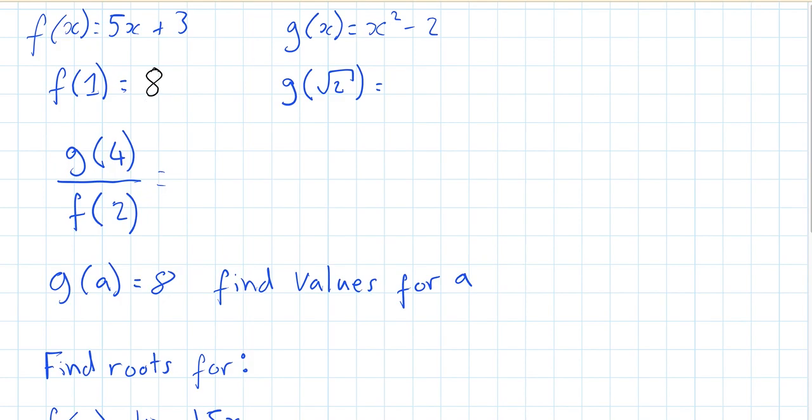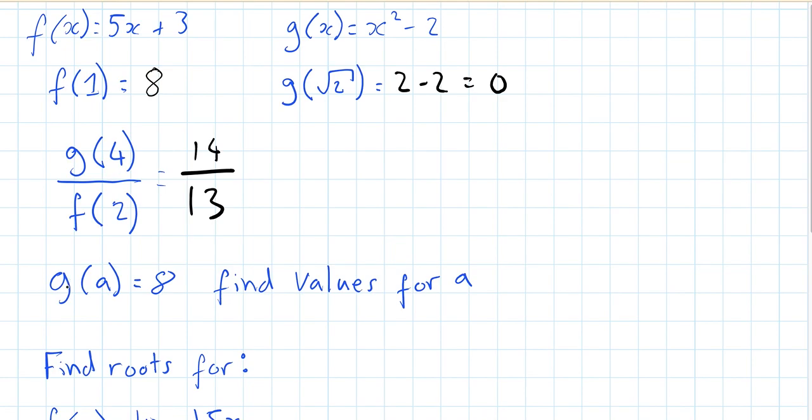Nice and easy. Next up, same thing here. Square root 2 squared is 2, take away 2, which equals 0. Next up here, g to the power 4, so wherever x is I put 4, so that is 4 squared, which is 16, take away 2, so 14. Over here, same thing, 5 times 2 is 10, add 3 equals 13. That's that done.